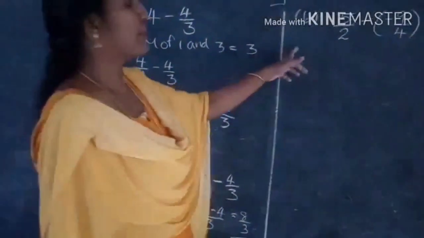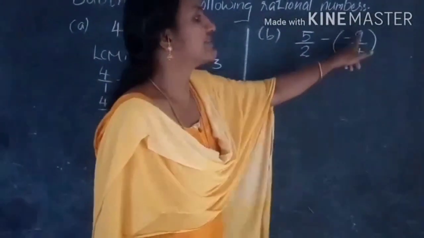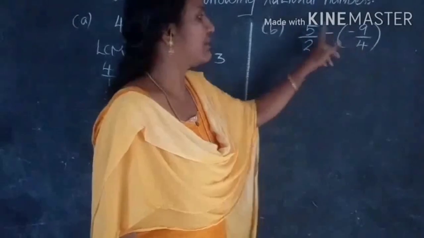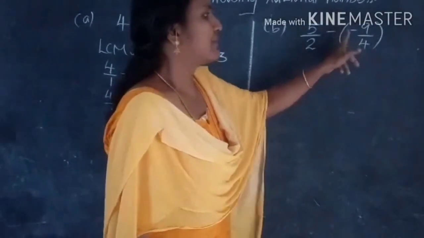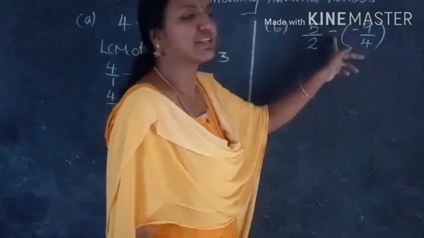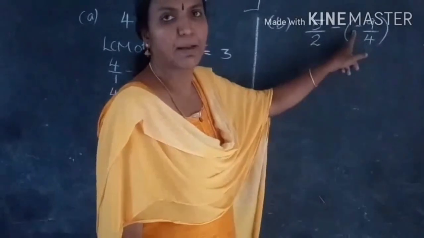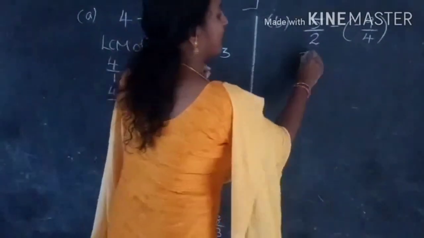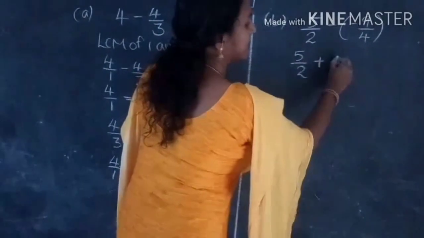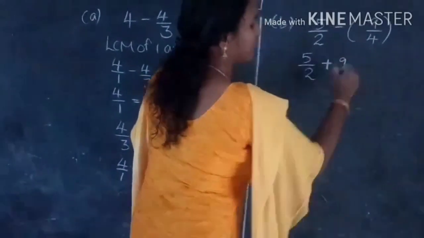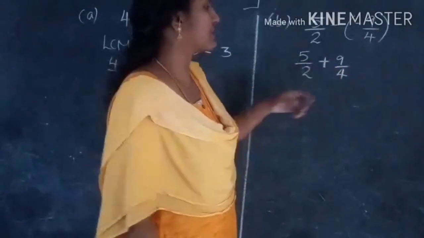The second question, 5 by 2 minus of minus 9 by 4. Inside the bracket is minus and outside the bracket is minus. So multiplying minus and minus, minus into minus is plus. So 5 by 2, minus into minus is plus, plus 9 by 4. Now we already studied how to add the fractions.